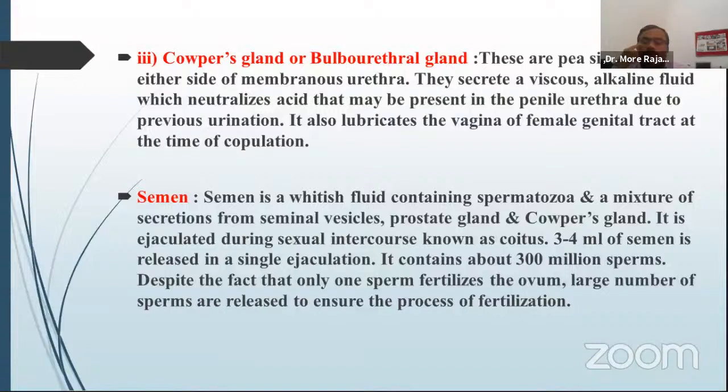Now, the semen which is produced, let us consider the information of the semen. Semen is the whitish fluid containing spermatozoa and a mixture of the secretions from the seminal vesicles, prostate gland, and the Cowper's gland. It is ejaculated during sexual intercourse, which is also called coitus, and 3 to 4 ml of semen is released in a single ejaculation. It contains about 300 million sperms. Okay, so in 3 to 4 ml of the semen, 300 million sperms are present.